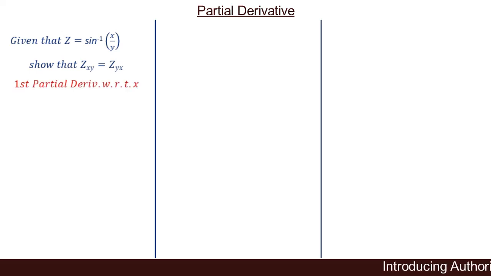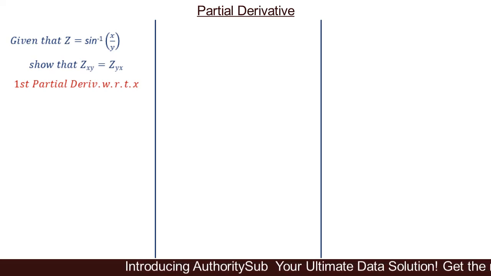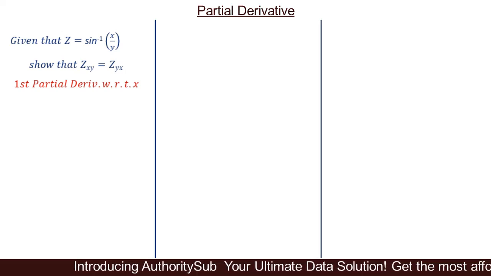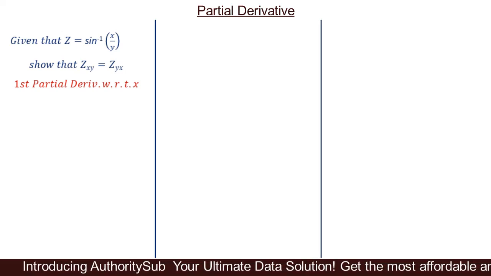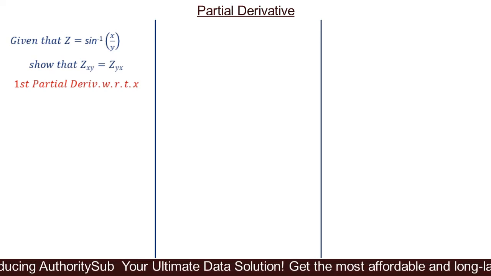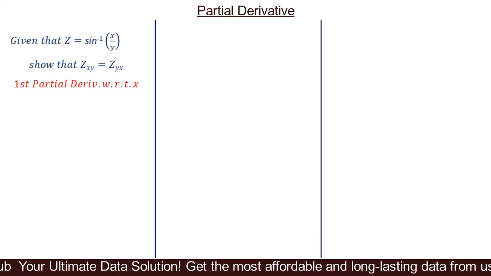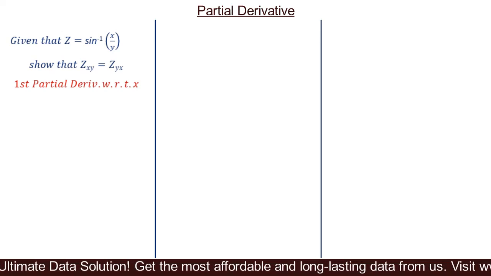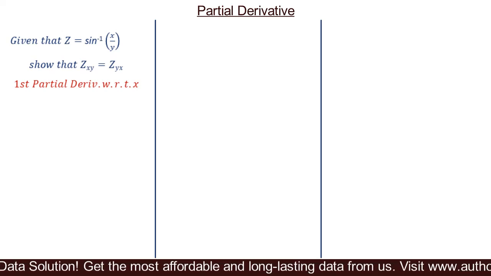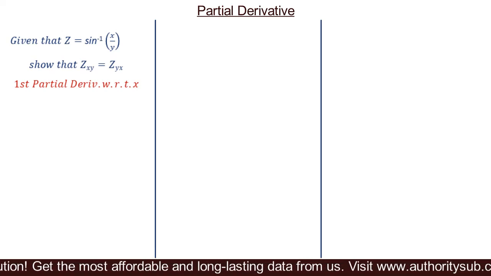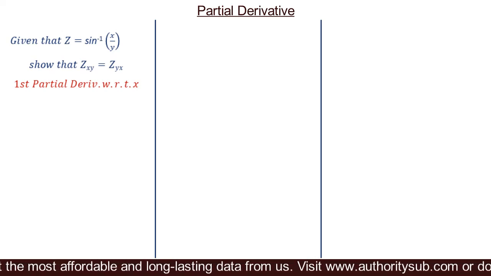First of all, we are going to find the first partial derivative with respect to x. Then we find the second partial derivative with respect to y. And then come back again, find the first partial derivative with respect to y, and then the second with respect to x. And then we find the final answers, the second partial derivative with respect to x, with respect to y, and with respect to y, and with respect to x. Then we compare both of them, and they are likely to be the same. So that is what we are asked to show.